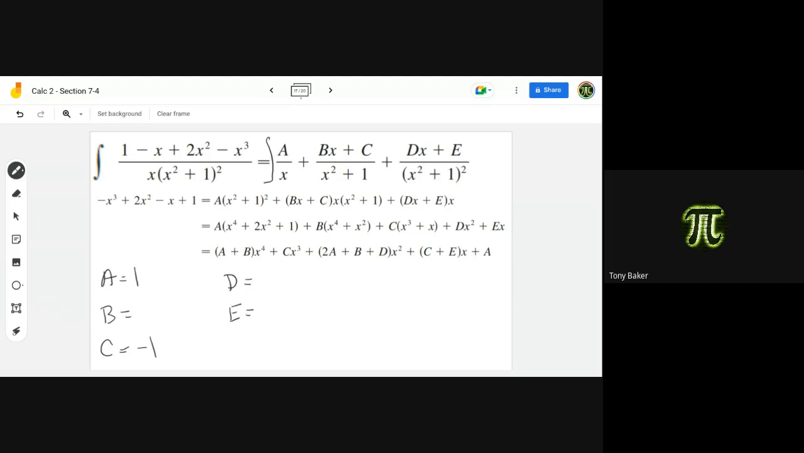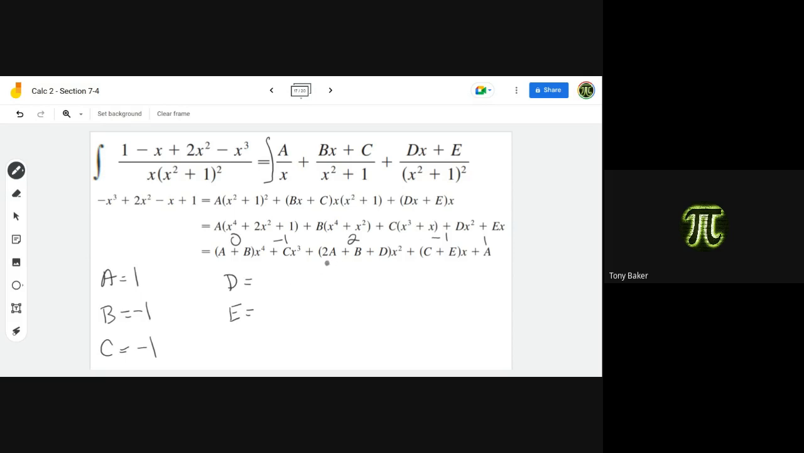The x to the fourth term is multiplied by a plus b. There's no x to the fourth term on the other side, so that has to be 0. So this right here has to be 0 because there's no x to the 4th term. So if A is 1, B's got to be -1. So that's going to be 0. That's -1. That's 2. That's -1. And that's 1.